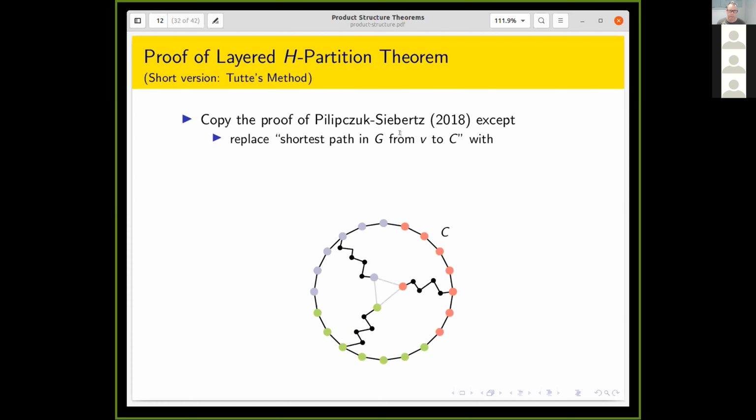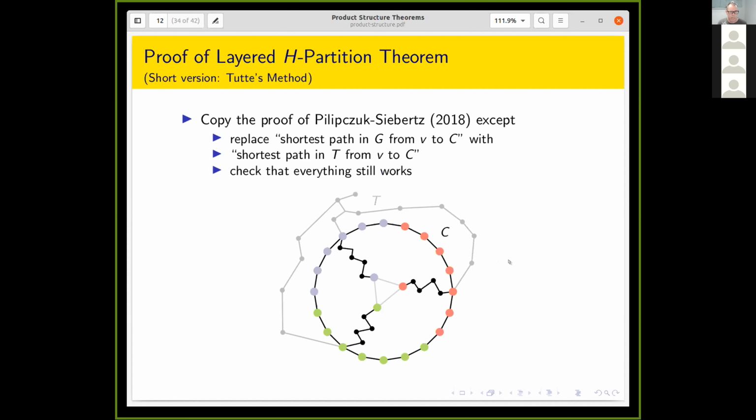So wherever that is written in their proof, you write, you take a shortest path, not in the graph from that vertex to the cycle, but the shortest path in T from that vertex to the cycle. So don't take an arbitrary shortest path from that vertex to the closest vertex of the cycle. Instead, just walk to the root of T, which will actually be outside the cycle by construction, until you hit the boundary of the cycle. That's the path that you use in place of the one that they were using. And then check all the details and check that everything still works.